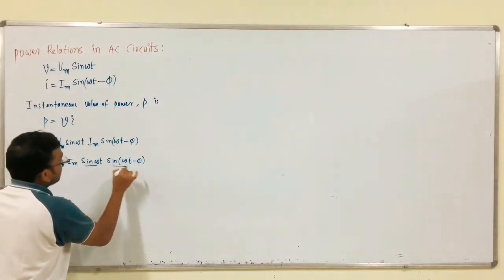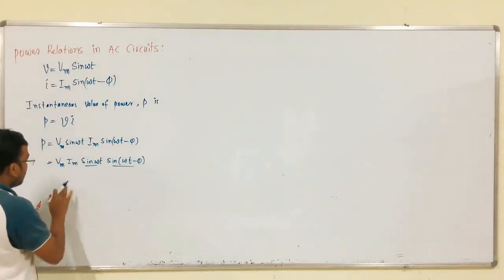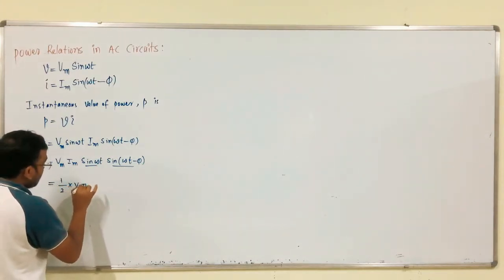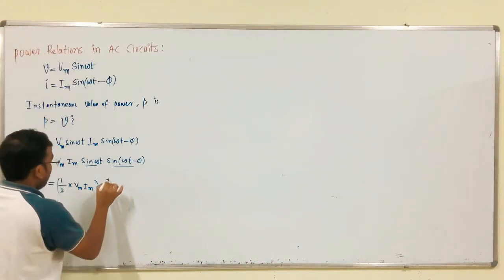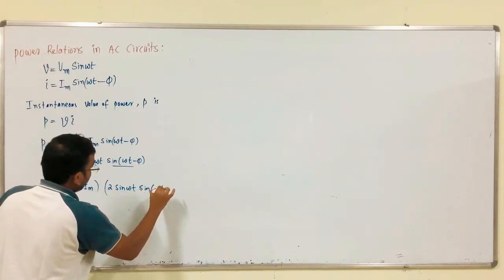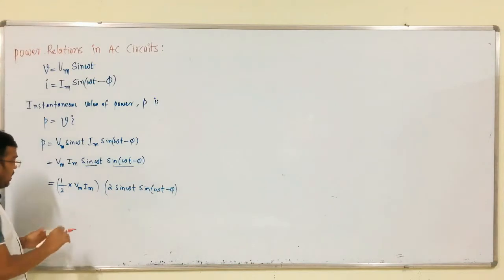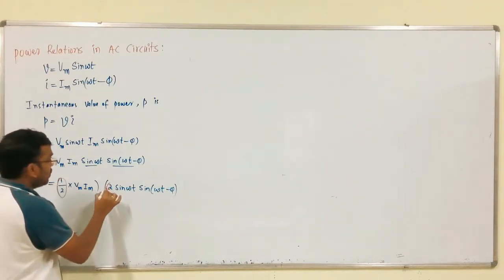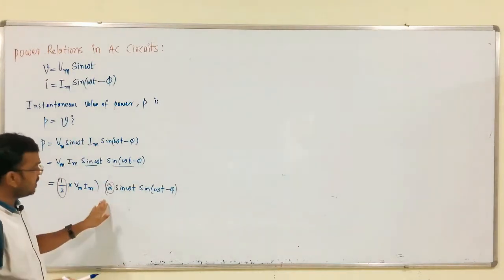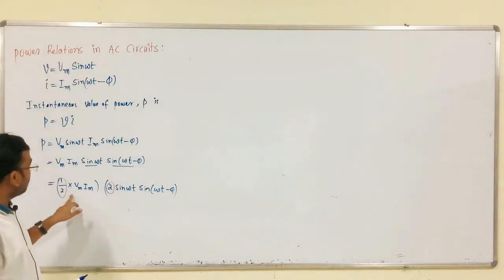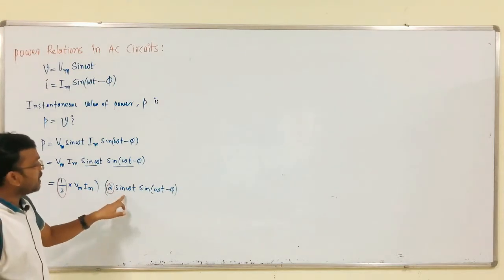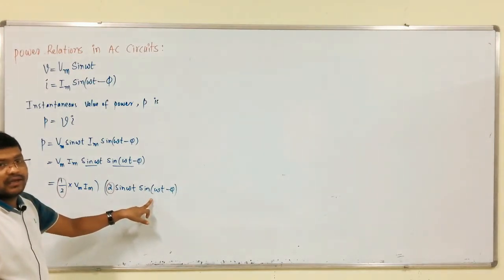This is the sin A sin B form. So what is the formula? Simply I am going to write it like this: Vm Im and 2 into sin omega t sin(omega t minus phi). Here I am going to multiply it with half and 2, so the 2s cancel. Finally we got this equation: half into Vm Im, 2 into sin omega t sin(omega t minus phi). This is the 2 sin A sin B form.